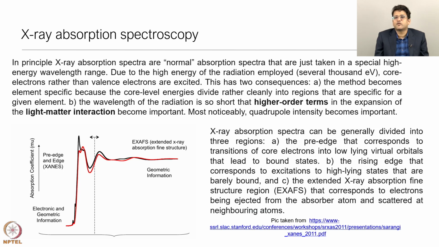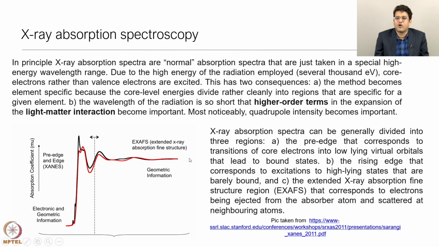And the X-ray absorption spectra can generally be divided into three regions. First is the pre-edge. This region corresponds to the transition of the core electrons into low-lying virtual orbitals that leads to a bound state. So, this excitation from core to the virtual is actually a bound state process. Then there is the rising edge that corresponds to the excitation to high-lying states that are barely bound. So, these are like Rydbergs, and then there is an extended absorption.